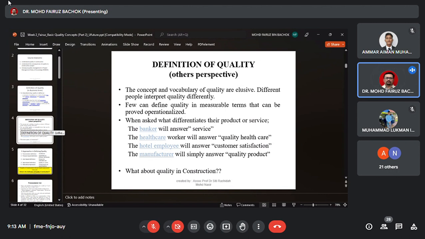Few can define quality in measurable terms that can be proved, but quality from subjective can become objective if we have something that can be measured. We put a standard, we put a number that we can refer to. So quality from subjective can become objective. Without the number, it becomes subjective, like people look at something from different perspectives. When we have a number, we will know.